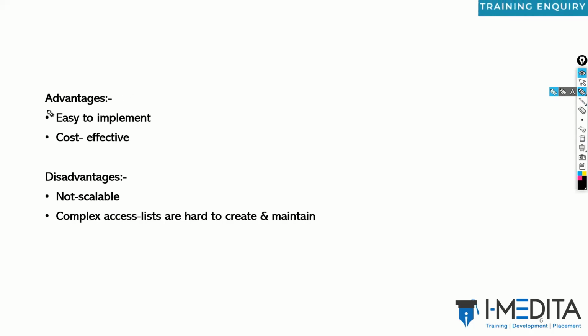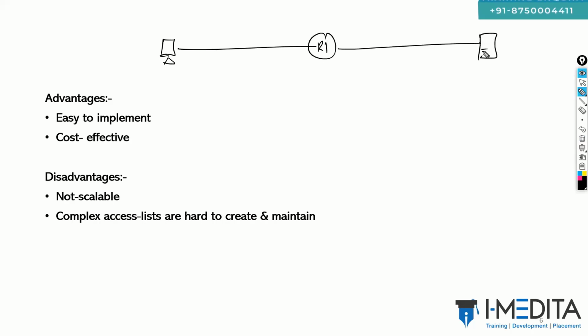For example, when we go through the advantage, ACLs are easy to implement and cost effective. Question is this: how can we say it is easy to implement? To understand that it is easy to implement, we have to go through a diagram. We have a PC connected with a router. Router is connected with a server. Server is providing a service of HTTP. PC is the source and server is the destination. And we know that HTTP uses TCP port number 80.